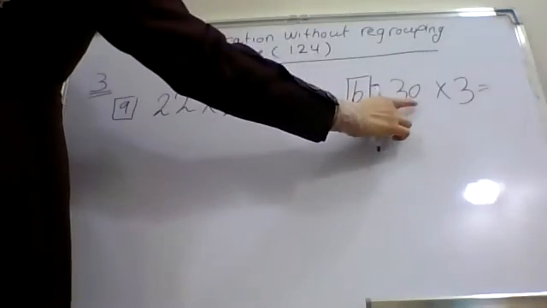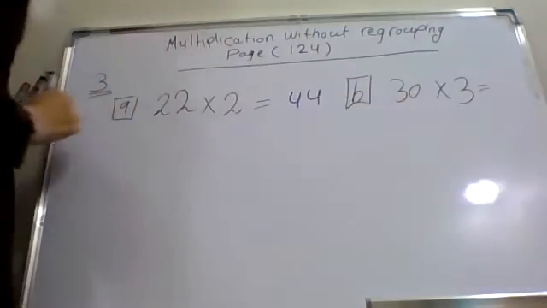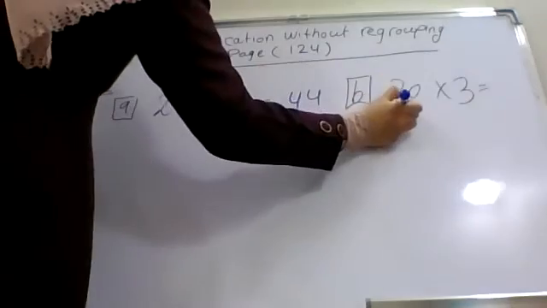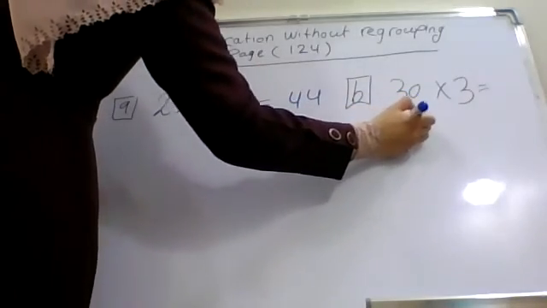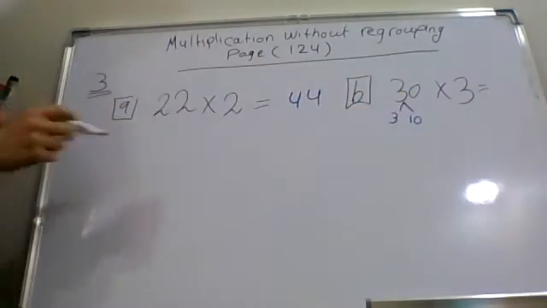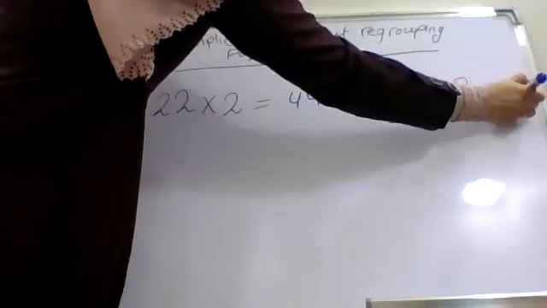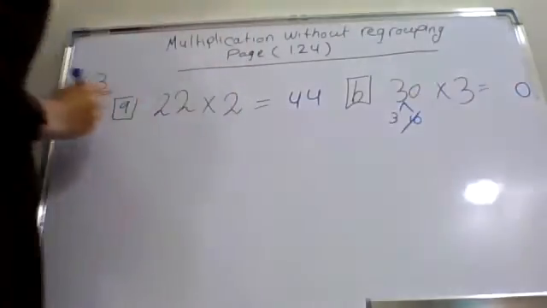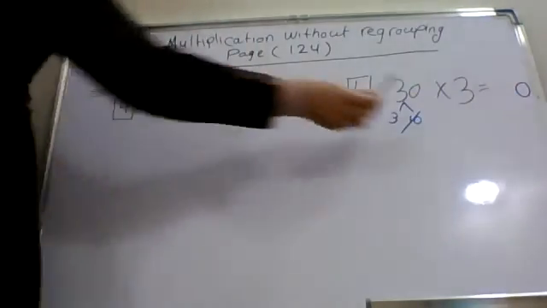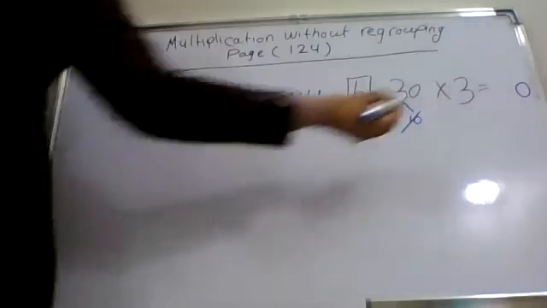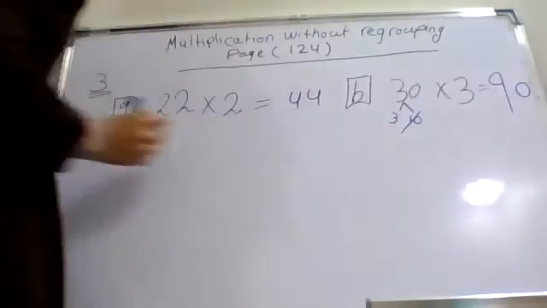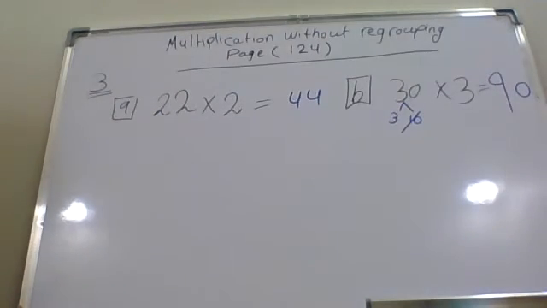Oops, they are multiplying by a multiple of 10. Multiple of 10, we say that this is 3 and 10. Okay, so we said that we move the 0 to the answer. We write 0 over here and we're done with this. And then we multiply 3 times 3, which is 9. So the answer is 90. Okay, multiplying by a multiple of 10.